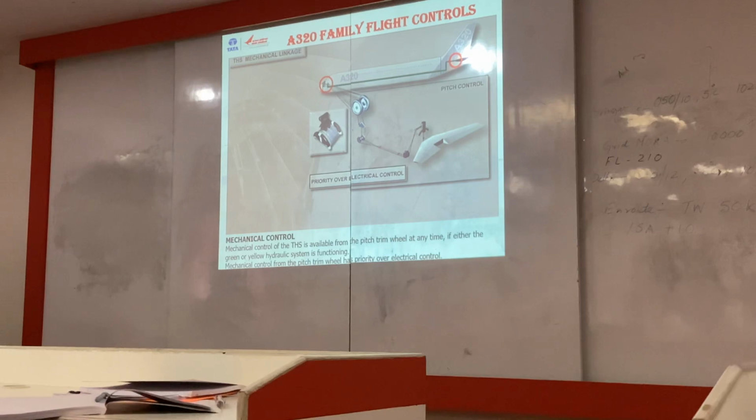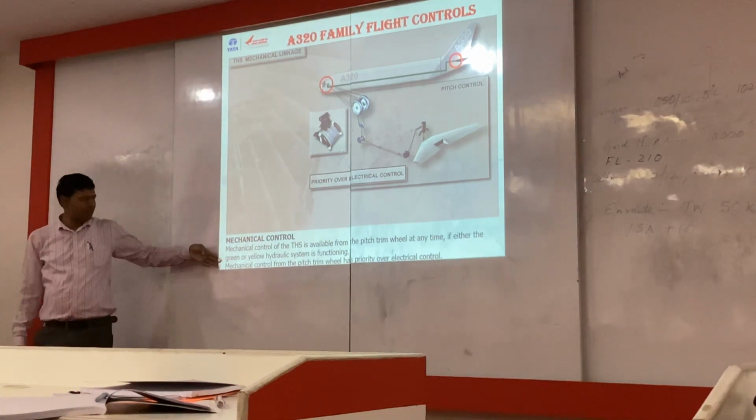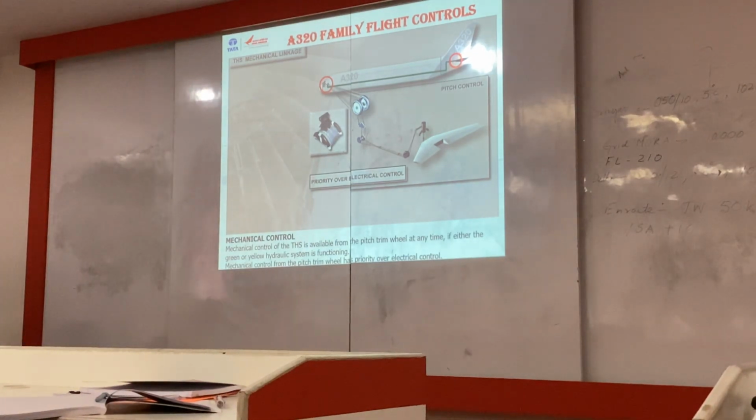Same sequence. Mechanical pitch control: mechanical control of the pitch is available through the trim wheel at any time if either the green or yellow hydraulic system is present. And which control surface is supplied by all three hydraulic systems?